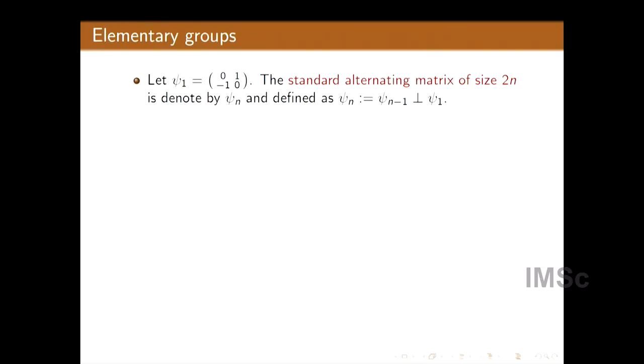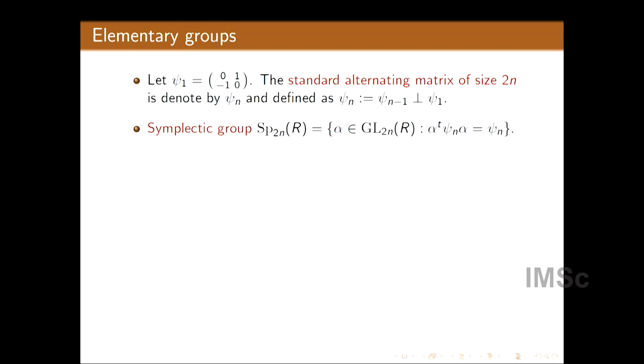Now I come to the definition of the elementary symplectic group. How do we define that? We first consider psi_1, which is the 2 by 2 matrix 0, 1, minus 1, 0. Then one can talk about the standard alternating matrix of size 2n, which we denote by psi_n. Psi_n is of size 2n by 2n, and it has these blocks 0, 1, minus 1, 0 along the diagonal. Then we look at the symplectic group, which I denote by Sp_2n(R). These are all the invertible matrices alpha of size 2n which satisfy alpha transpose psi_n alpha equal to psi_n. So this is the symplectic group.